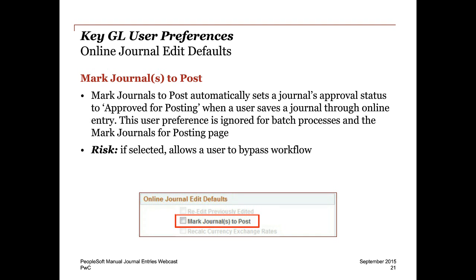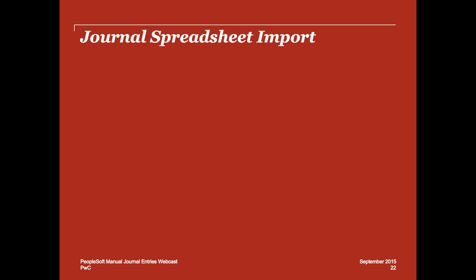So as we move on to the next topic around journal spreadsheet imports, I want to speak briefly around some of the loopholes here. Many of you are probably familiar with this functionality and may use it pretty frequently when you're doing bulk imports or bulk uploads of journals where you don't want to manually enter them. It's functionality that's probably used at a lot of the organizations represented here today.